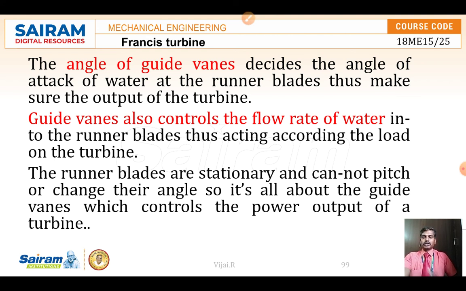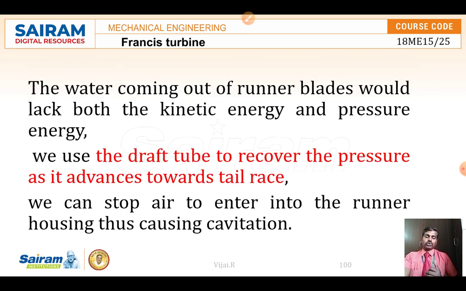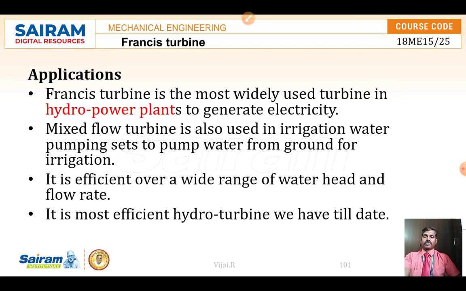The stay vanes and the guide vanes make the water enter the runner blade, and after that the draft tube, with its increasing cross section, guides the water to the tail race while maintaining regular pressure. This is how the Francis turbine works. It is normally used in hydropower plants, and mixed flow turbines are used for irrigation water pumping systems.